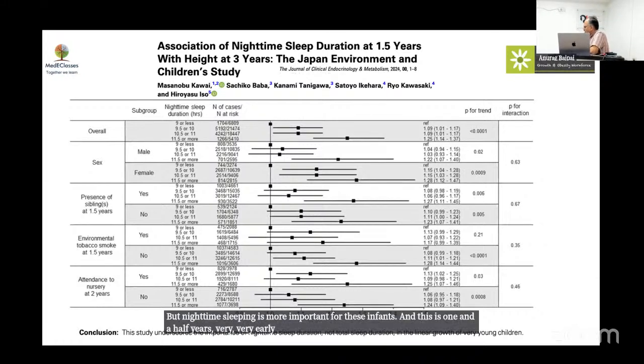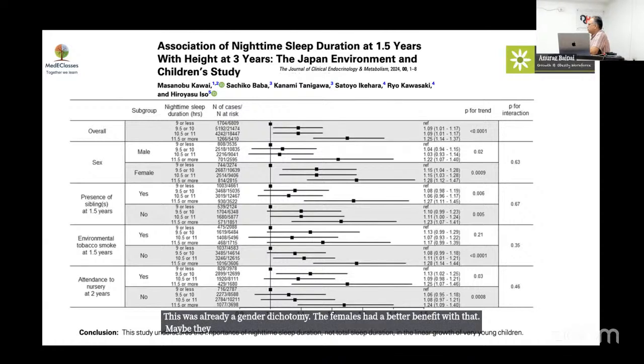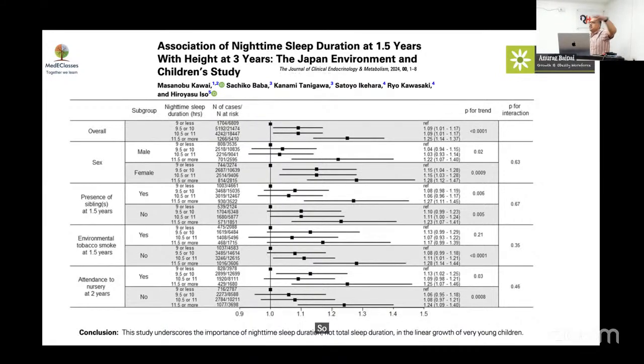So what they're saying is the importance of nighttime sleep duration, not total sleep duration. So when we say that you are sleeping for 8 hours, it doesn't mean that it's good. It's the time of sleep which is also important. There was also a gender dichotomy. The females had a better benefit with that. Maybe they have a higher IGF-1 or whatever. Males did not have an impact. But the overall message is that nighttime sleep for children is very, very important as early as 1.5 years. This is because that's the time when growth hormone starts to kick in terms of action.